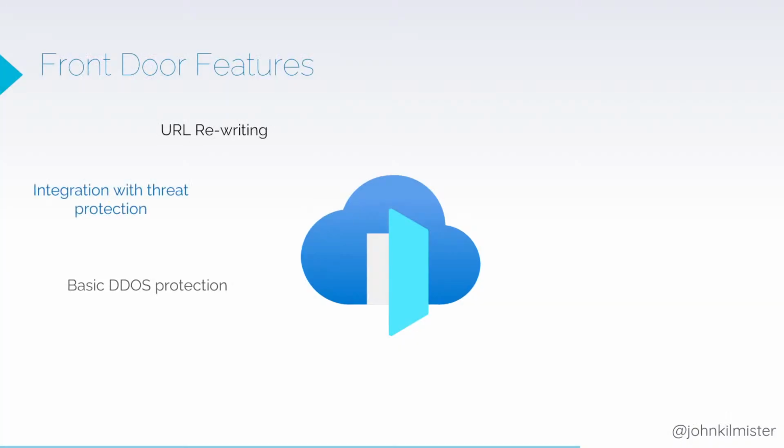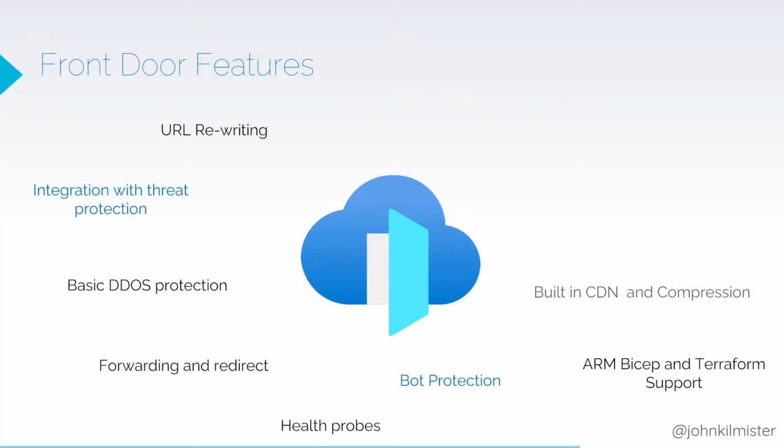Front Door gives you lots of features. We talked about the layer 7 load balancing, but to actually talk at a more feature layer, we get URL rewriting, we get DDoS protection, we get forwarding and redirects, health probes, so we're not sending traffic to servers that can't serve that. We obviously get ARM, Bicep and Terraform support. We get built-in CDNs and compression. Because it's having to work on the requests that come in, it has SSL offload as well.